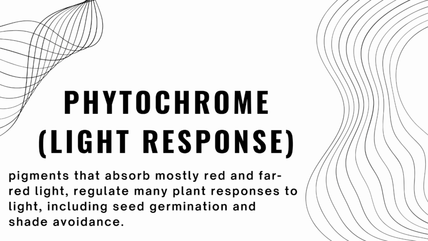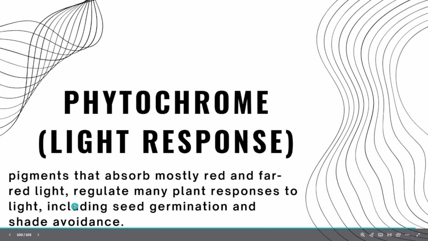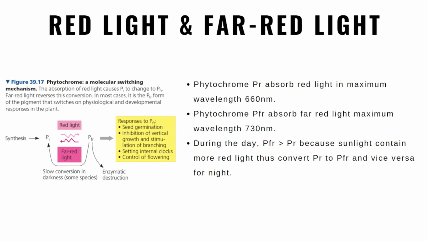Okay, this is the last topic of this chapter, which is the phytochrome-like response of the plants. One of the big applications that you need to learn is flowering. There are many factors that can affect plant flowering. One of the factors is phytochrome. So what is phytochrome? Phytochrome is a pigment in plants that absorbs mostly either red light or far-red light, and regulates many plant responses to light, including seed germination and shade avoidance, as well as flowering. Okay, so what is red light and far-red light?